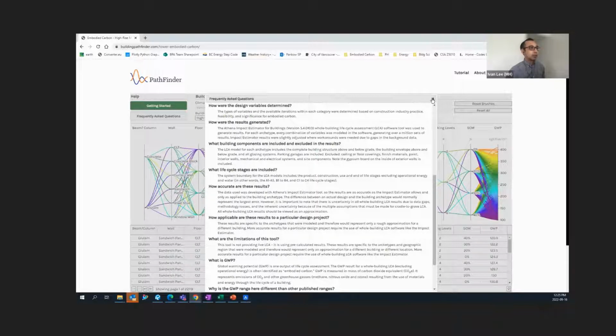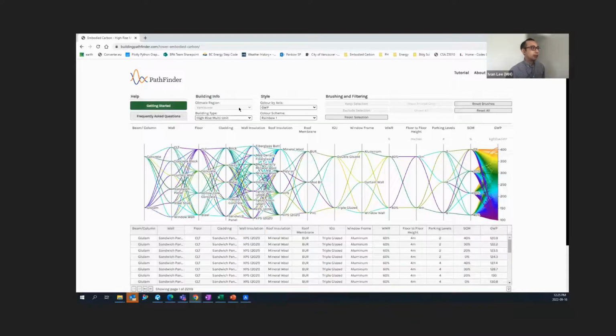That type of stuff. And here, normally you'd be able to change regions, but right now all the data that's available is only for Vancouver. Here you can switch different building types. So we'll just leave it as high rise for now. You can also change the coloring style depending on which parameter you want to color it by, as well as the coloring scheme in general.